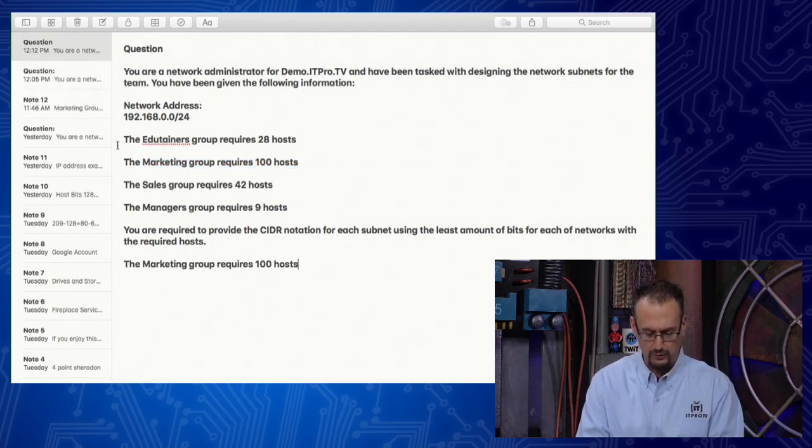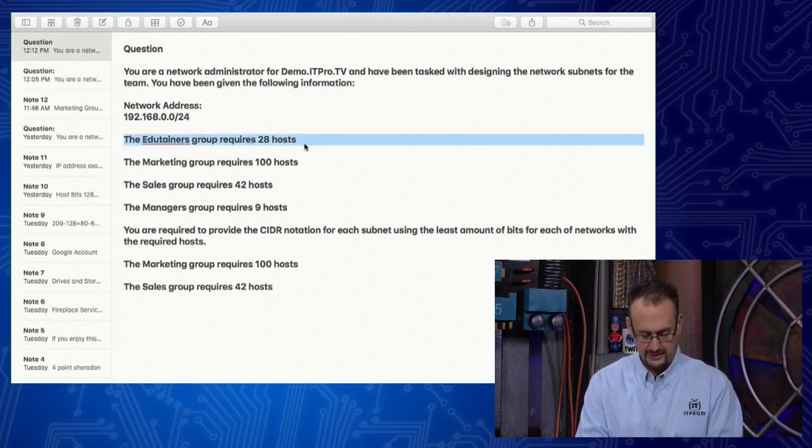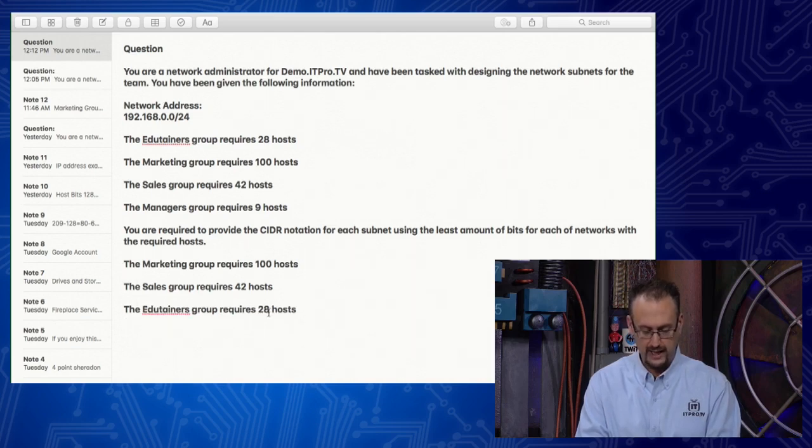I'd say, okay, the marketing group requires 100 hosts. That's the biggest. Then the sales group requires 42 hosts, so that's the next one in line. And then the edutainers are third in line. They have 28 hosts that they need.